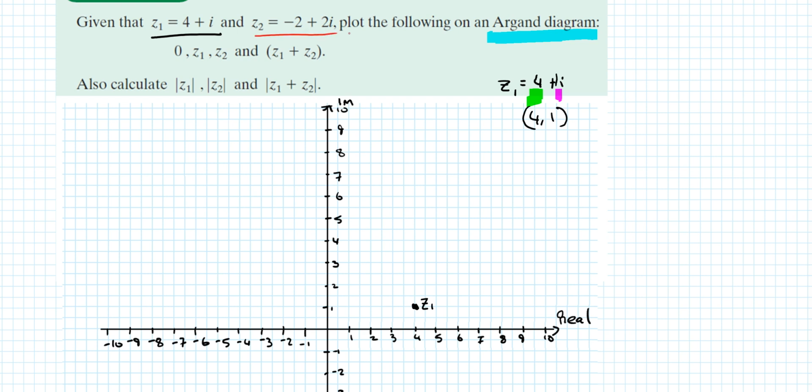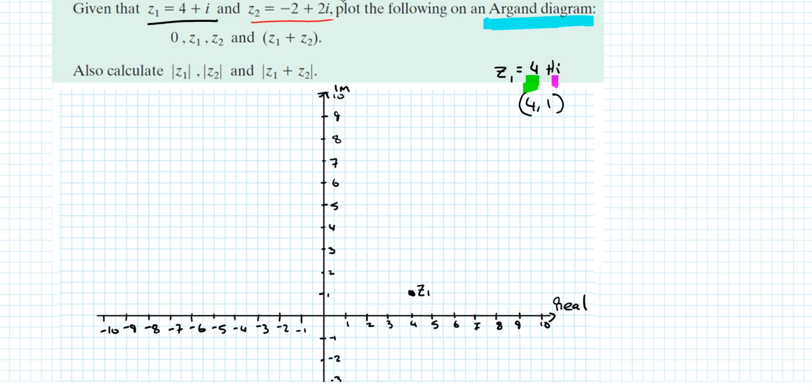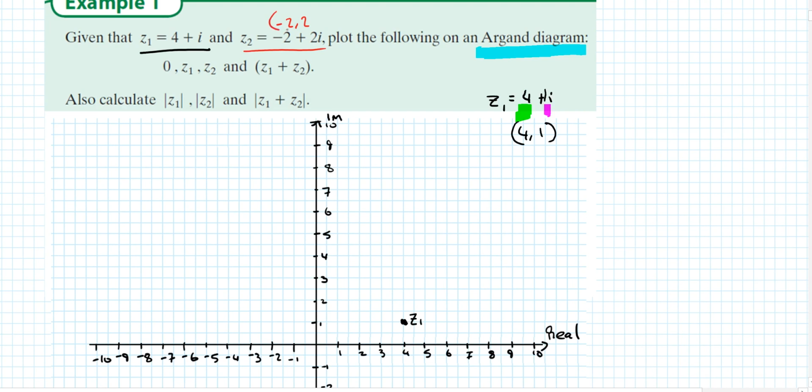This one, all you'd be plotting would be (-2, 2). So we're plotting (-2, 2) as our point. Where's (-2, 2)? Well, it's minus 2 on the real axis and 2 on the imaginary axis. So it's here, dot, and we're calling it Z2. So that's Z2 plotted, Z1 plotted.